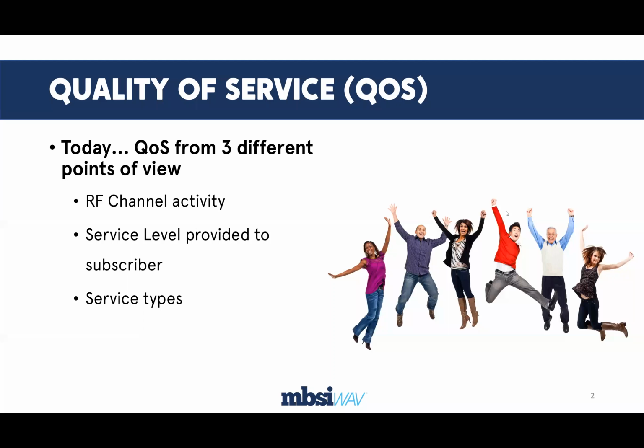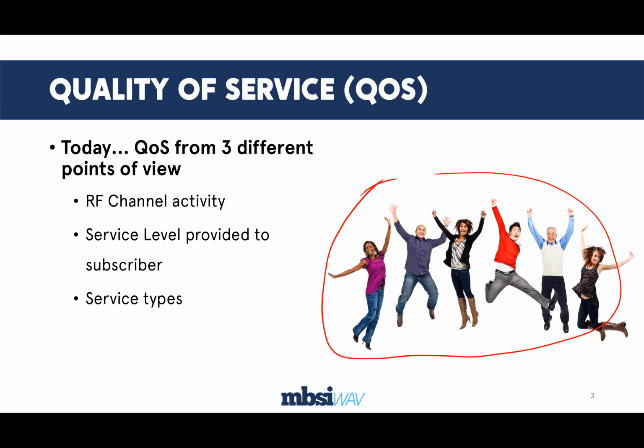We're going to take a look at quality of service from 3 different points of view. All of them are going to end up representing the happy customer. So we're going to look at RF channel activity, we're going to look at it from the point of view of service levels, and we're going to look at it from the point of view of service types and what we can do with our system.